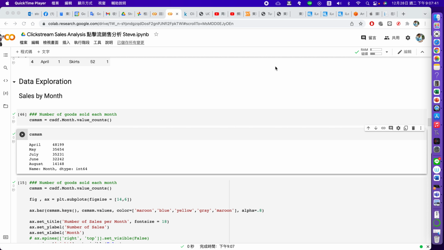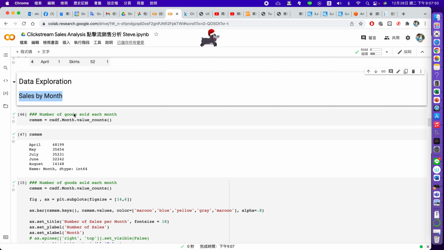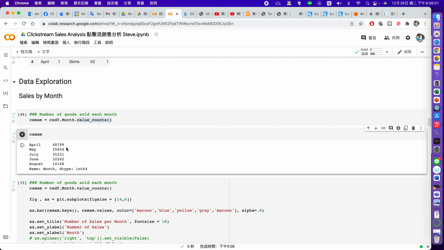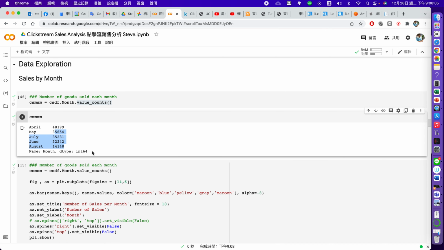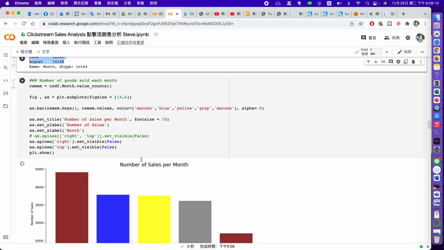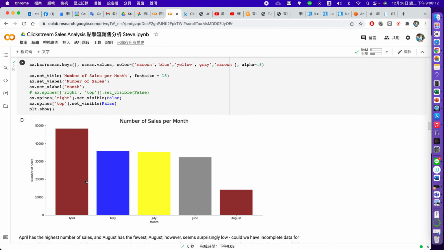Come to our last part for data analysis. So we have to calculate the sales month by month. We can use value counts to calculate the sales for each month. So you may find the sales for each month. Okay, with this diagram, we know the distribution for each month.